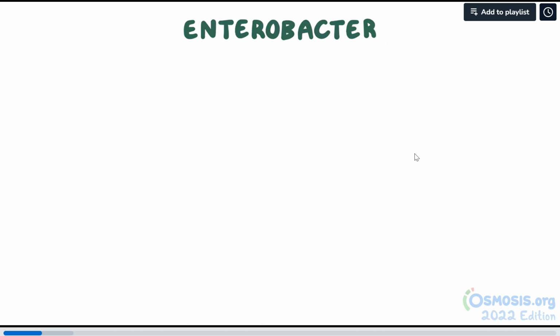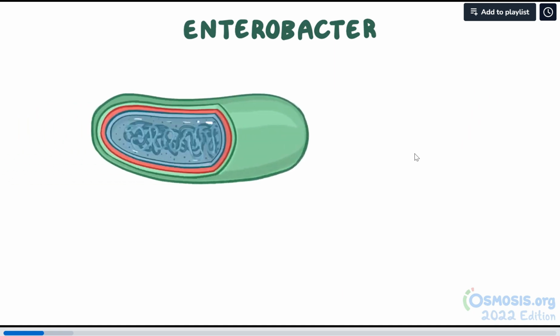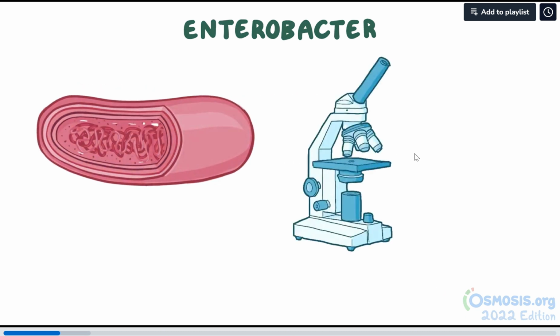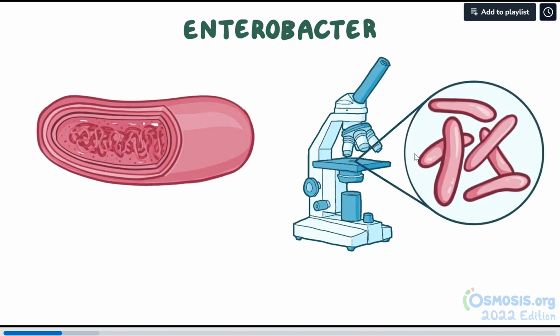Now, a little bit of microbe anatomy and physiology. First, Enterobacter has a thin peptidoglycan layer, so it doesn't retain the crystal violet dye during gram staining. Instead, like any other gram-negative bacteria, it stains pink with safranin dye. And since it's a gram-negative bacillus, it looks like a little pink rod under the microscope.